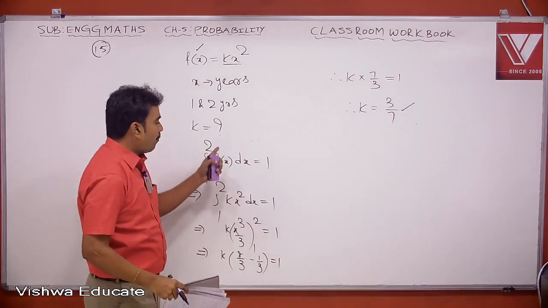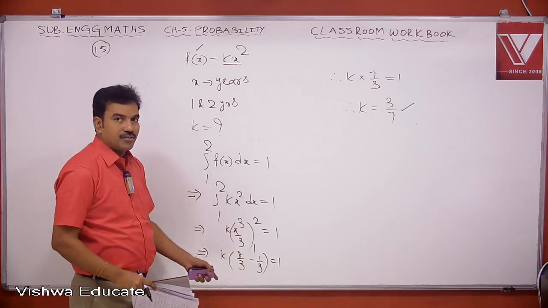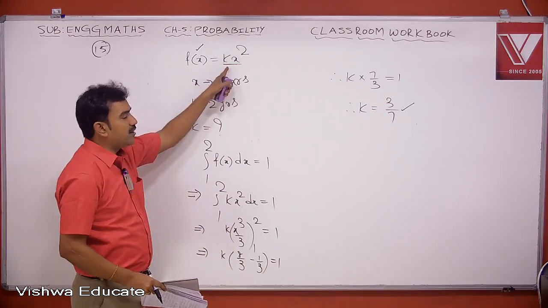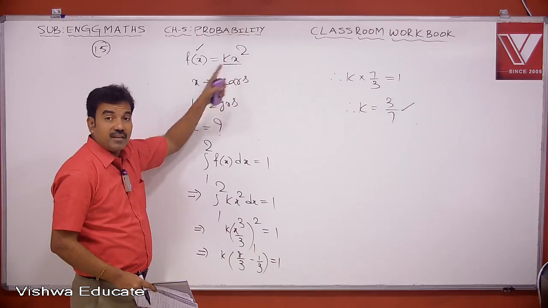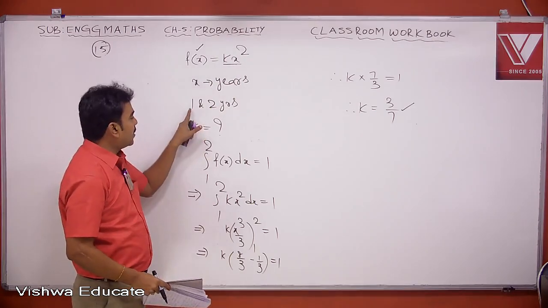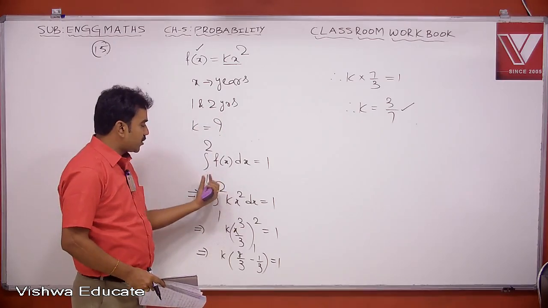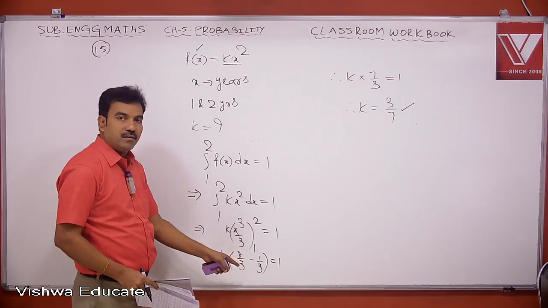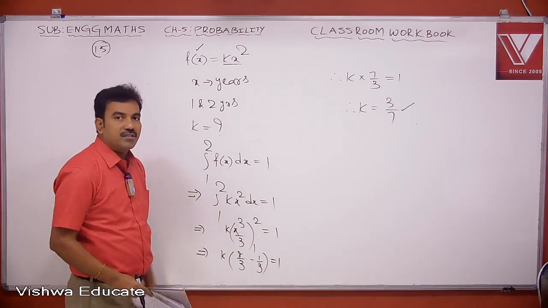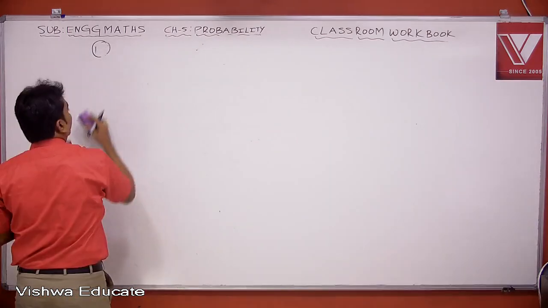So this is the value of k. Just apply the validity of PDF, you will get this. Since this is a PDF, when you integrate from minus infinity to plus infinity, the result must be 1. But here minimum lifetime is 1 year, maximum lifetime is 2 years. So integrate this function between 1 to 2, the result will be 1. So in that case, the value of k is 3 by 7. Question number 16.